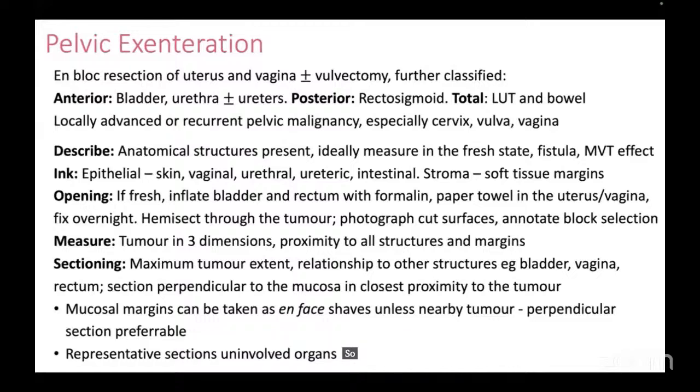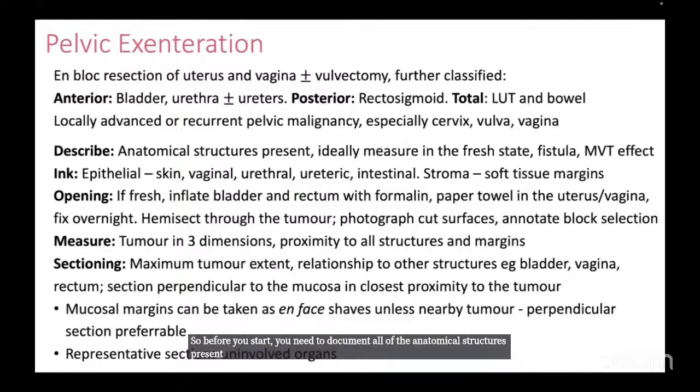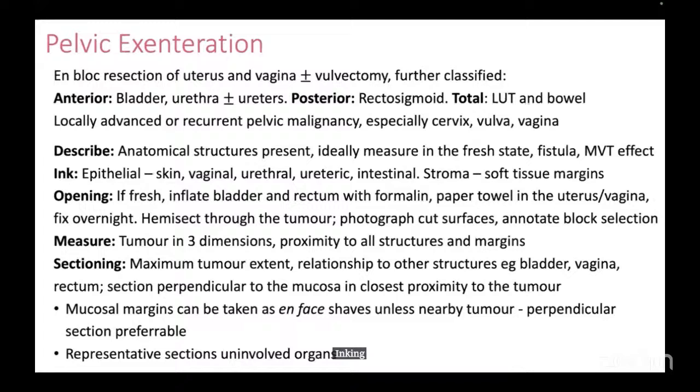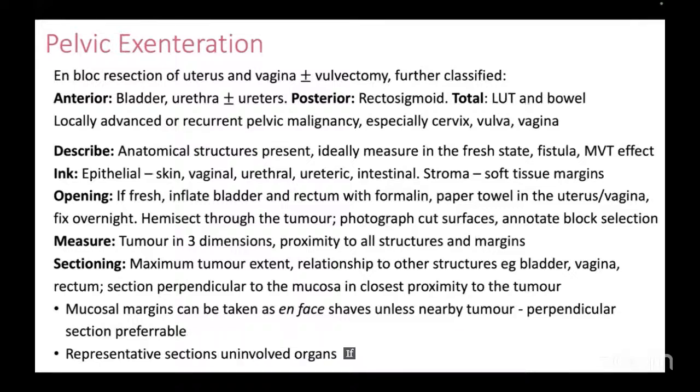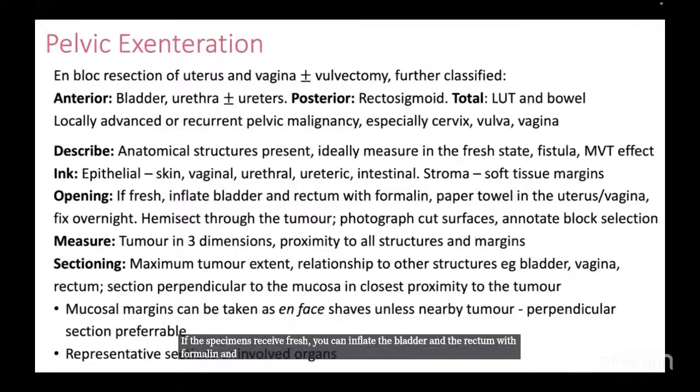So before you start, you need to document all of the anatomical structures present and ideally measure these in the fresh state. Also look for any fistula formation and any effects of radiation therapy. Inking should concentrate on epithelial and stromal margins, with relevant epithelial margins including cutaneous, vaginal, urethral, etc. If the specimen is received fresh, you can inflate the bladder and the rectum with formalin and open the uterus and vagina and insert paper towel and then fix overnight.